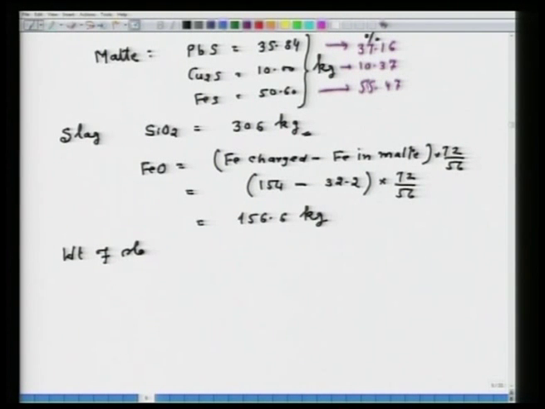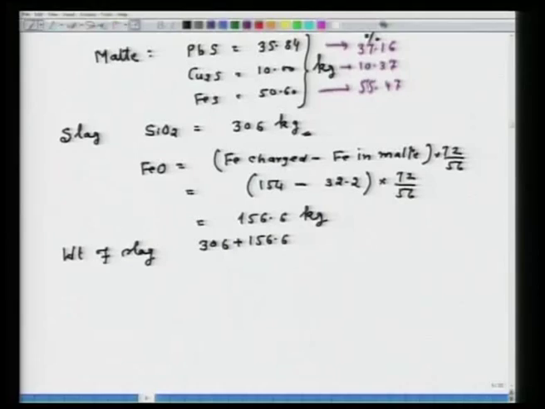Weight of slag will be 306 plus 156.6, because it says 18.5% is the CaO in slag. So, 100 minus 18.5% will be the sum total of SiO2 and FeO. So, if I divide by 81.5 into 100, then the weight of slag will be equal to 567.6 kg.